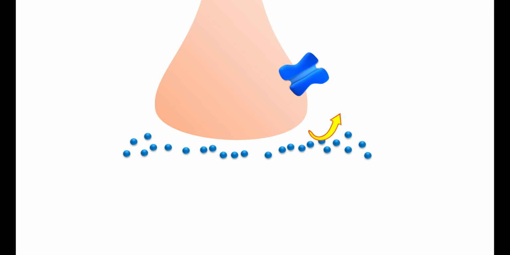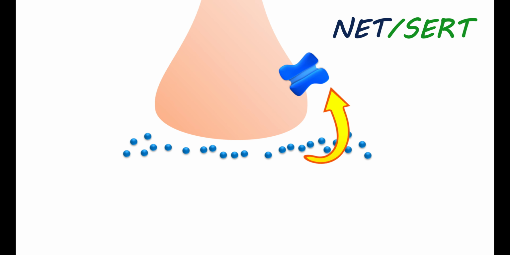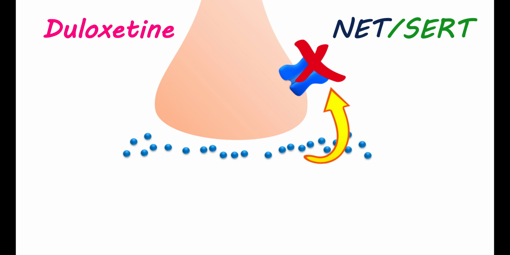On the presynaptic nerve terminals, a few transporters are expressed. When chemical mediators like norepinephrine or serotonin are released, they can be taken back into the presynaptic neuron through these transporters. In case of norepinephrine, it is called NET, norepinephrine transporter, and in case of serotonin, it is called serotonin transporter. Duloxetine blocks these transporters, which increases levels of norepinephrine and serotonin in the synapse. This improves their transmission and relieves the symptoms of depression.